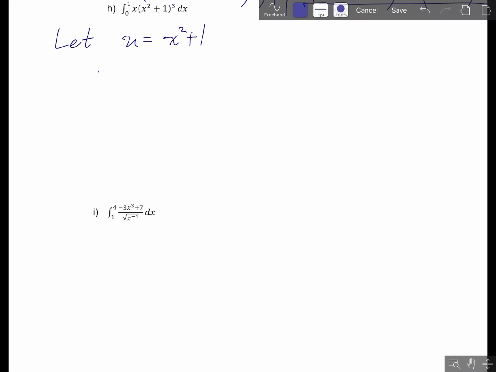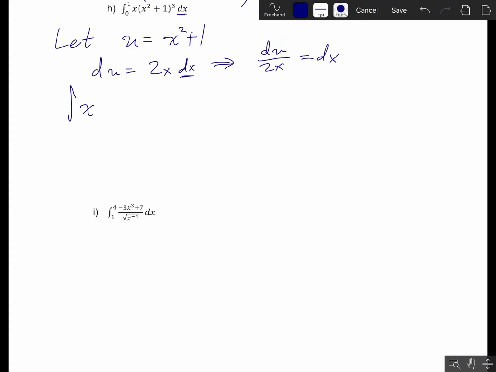I'll go ahead and let u equal the inside function. That would mean that du is equal to the derivative of that right-hand side times a dx. And again, because we're trying to get rid of this dx and the derivative of this inside function doesn't exist cleanly on the outside, what I'm going to do is solve for dx. So if I wanted to get this dx by itself, I would divide both sides by 2x. That would give me du over 2x is equal to dx. And this will help me compute the antiderivative.